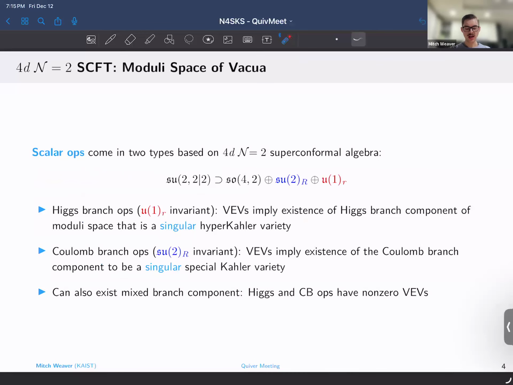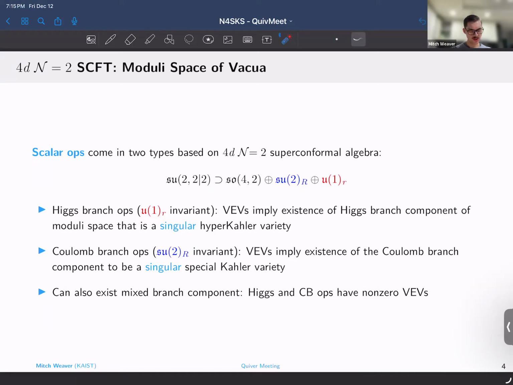And they can come in two types, and we can distinguish between these based off of the 4D N=2 superconformal algebra, which is this guy here, and its bosonic subalgebra, where this is just the usual 4D conformal algebra. And then we have a full U(2)_R that we typically decompose into an SU(2)_R and a U(1)_R. And the Higgs branch operators are the operators who, once they get vevs, are still U(1)_R invariant. And they give rise to the so-called Higgs branch component of the moduli space, which is a singular hyperkähler variety.